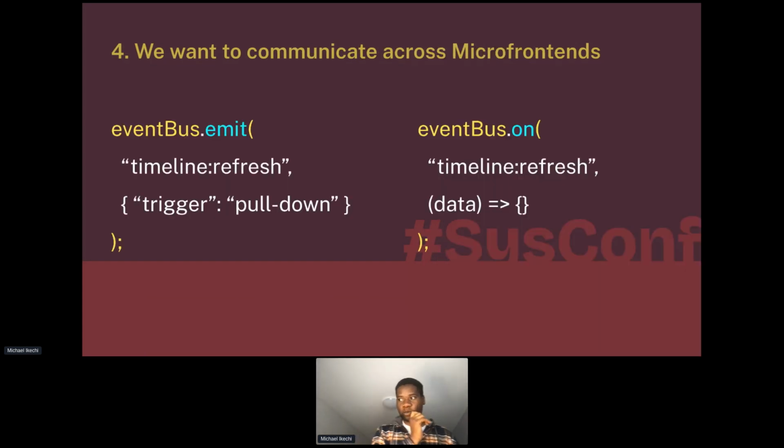So the fourth ideal is we want to be able to communicate across micro frontends, which means when something happens in one part of the UI, it should be able to affect another part of the UI, even if they're not in the same app. They are different apps managed by different teams. One of the ways I've found to do that is using event emitters or event buses. On the page, you have an event emitter, which means a micro frontend can emit an event and another one can listen to it. So we have a timeline refresh, and there's a trigger pull down. That's when the user has pulled down to refresh the timeline. Now another part of the UI can listen to it and say, hey, the timeline has refreshed, maybe I should go refetch all my data. These are two different micro frontends, two different parts of the page working together.